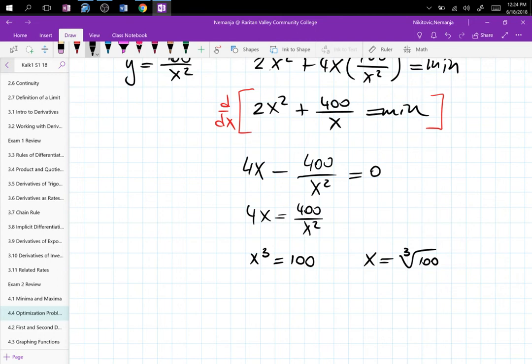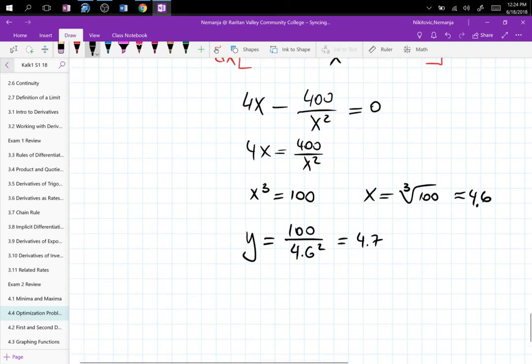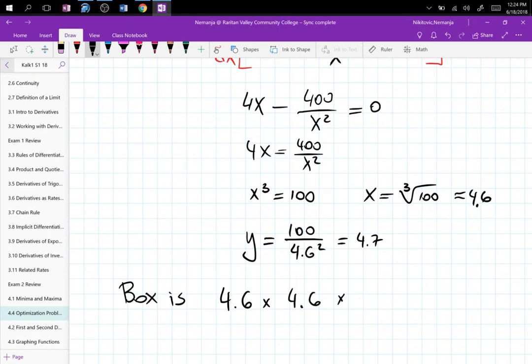Right, so this is roughly 4.6. Then we're going to take that and calculate y. So y is 100 divided by 4.6 squared. And we have about 4.7 on this one. So the box is 4.6 by 4.6 by 4.7 meters.